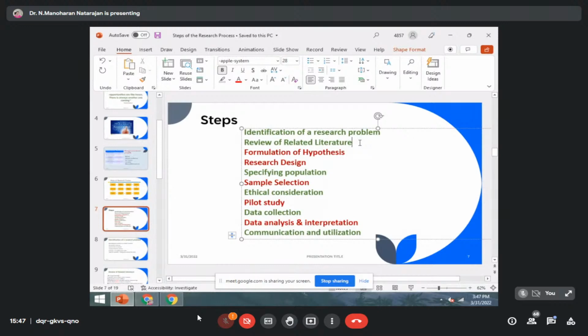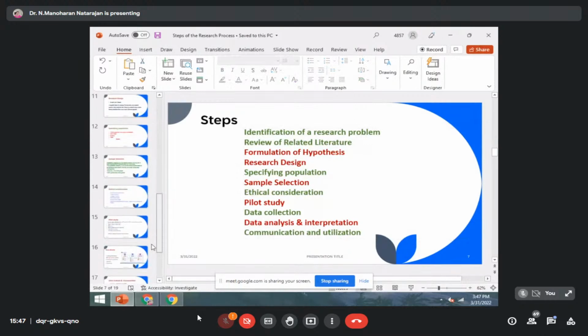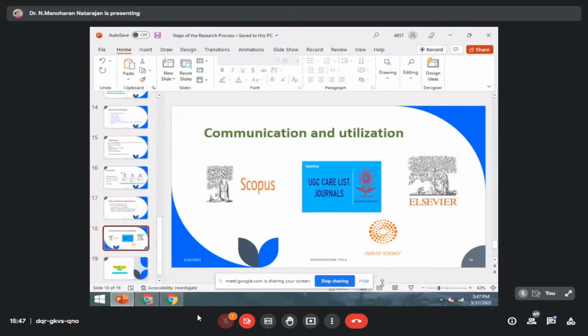After evaluating the information and interpretation, we find a solution. That solution should be communicated to the public via, for example, we have given so many things: Scopus, UGC CARE, Web of Science, like that.